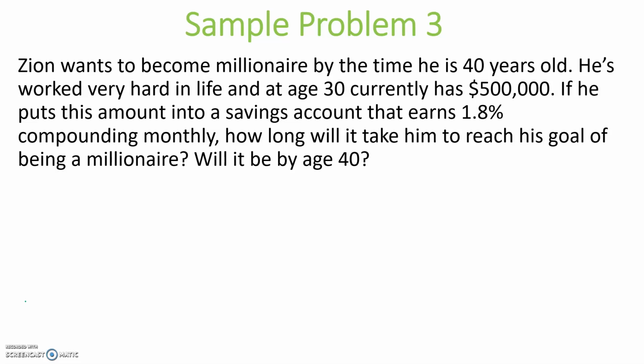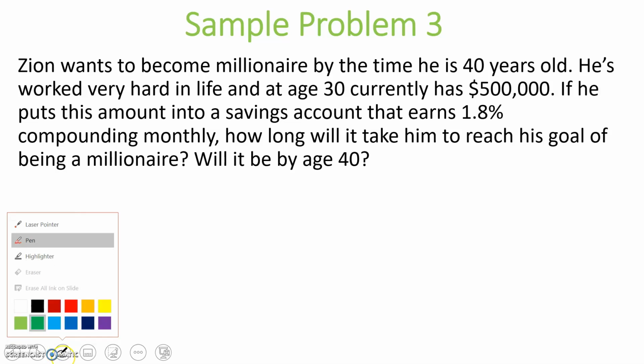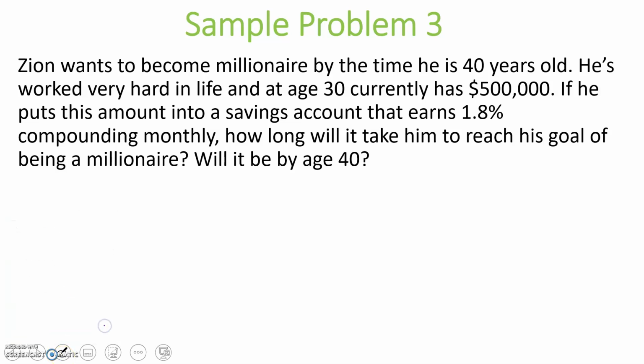So Zion wants to become a millionaire by the time he's 40 years old. Pretty ambitious, right? He's worked very hard in life, and at age 30, he currently already has $500,000. If he puts this amount into a savings account that earns a 1.8% interest compounded monthly, how long will it take him to reach his goal of being a millionaire? Will it be by age 40? All right, so pause the video, give it a try if you haven't. I'm going to go ahead and show the solution.